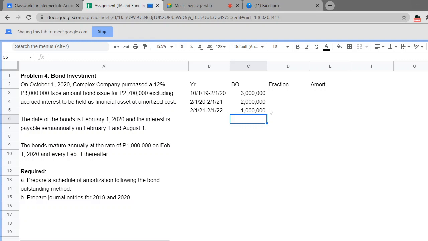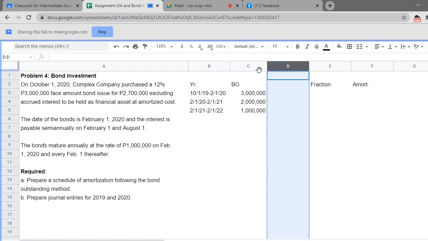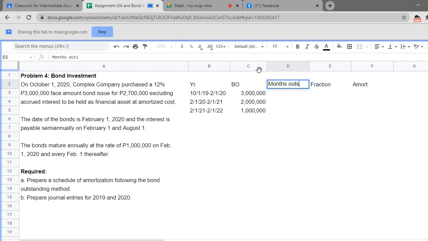There is no problem with a full year. But in this year 1, it is not 12 months. It is only October 1 to Feb 1, 2020: October, November, December, January. Therefore, we need to add an additional column. Let's consider this: how many months outstanding? That is only 4 months. So that's a 4, and the others are 12, since they are 1 year each.